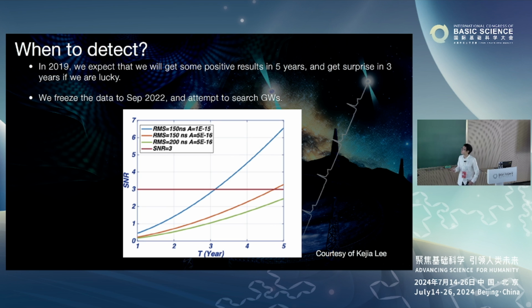And at the end of 2019, we made a prediction of when we could make a detection of gravitational waves. And here are some examples. This is the optimistic case. We predict that we can get some results within 5 years. And if we were lucky, we can make some good results in about 3 or 4 years. And in 2022, we decided to freeze the data and attempt to search for gravitational waves.